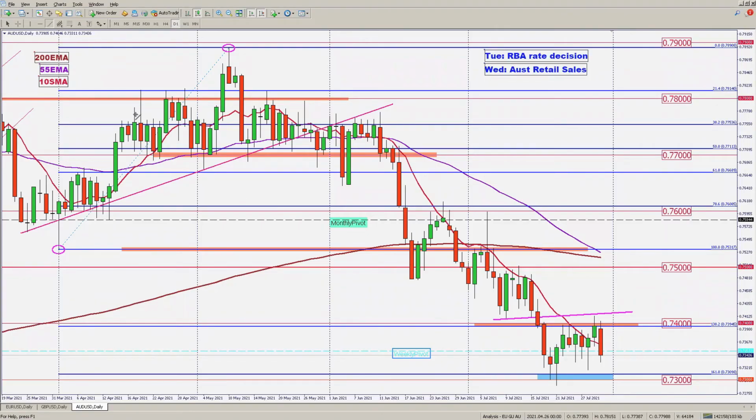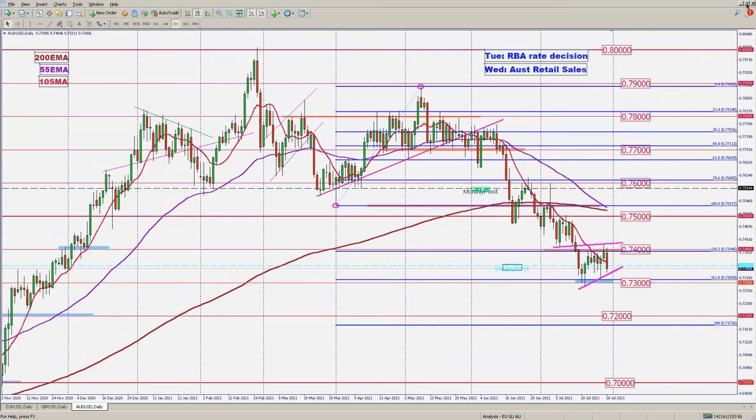So it's critical that the Aussie dollar stays above this 0.73 and could be in a slightly rising wedge here. Needs to stay above this lower trend line. All right.